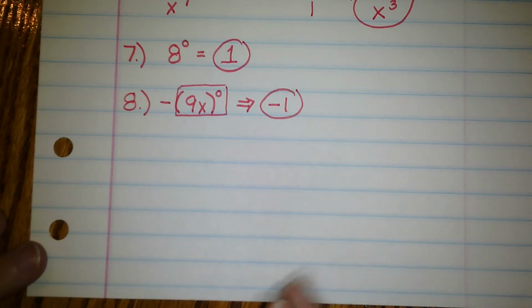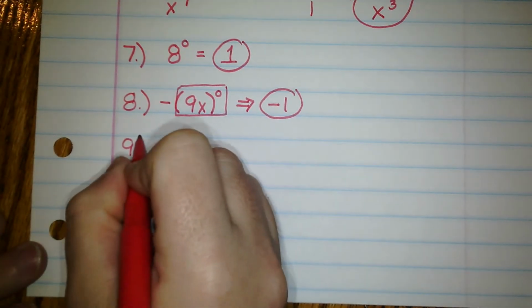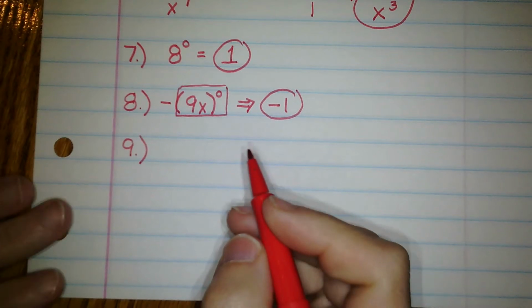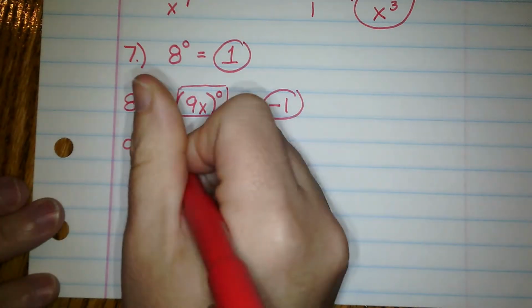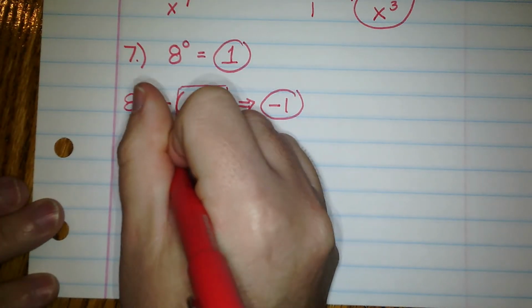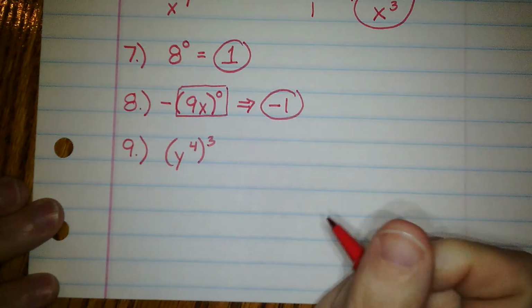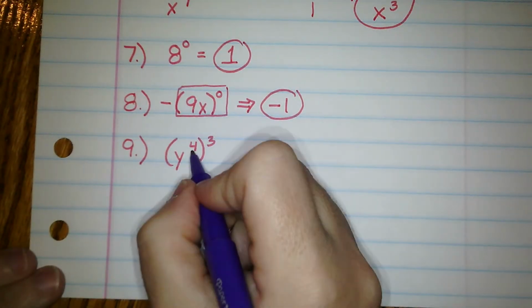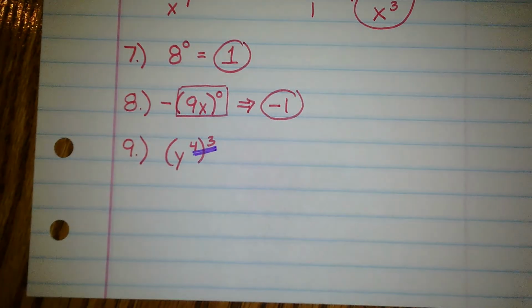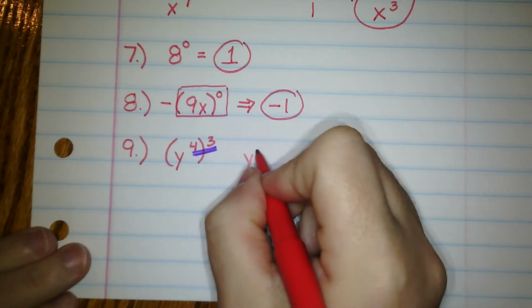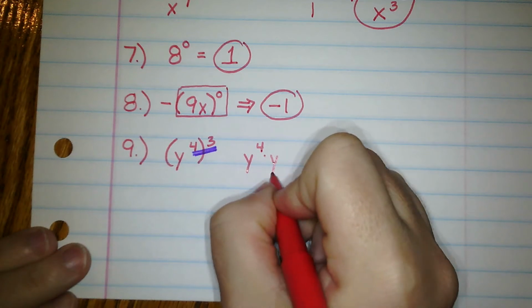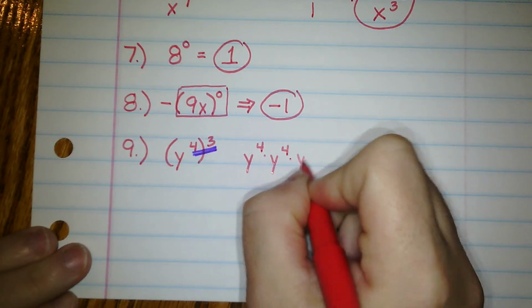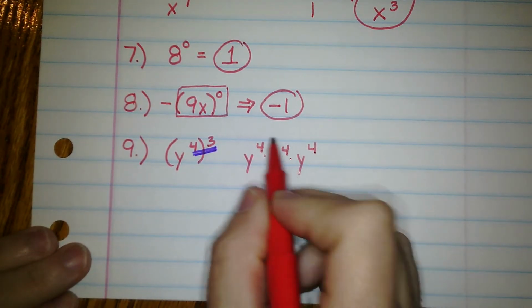Number 9, you have y to the fourth, all raised to the third. And when you raise a power to a power, what that means is that you're going to multiply these together. So that's the same as saying y to the fourth times y to the fourth times y to the fourth. And you know, when you multiply, you're adding these.